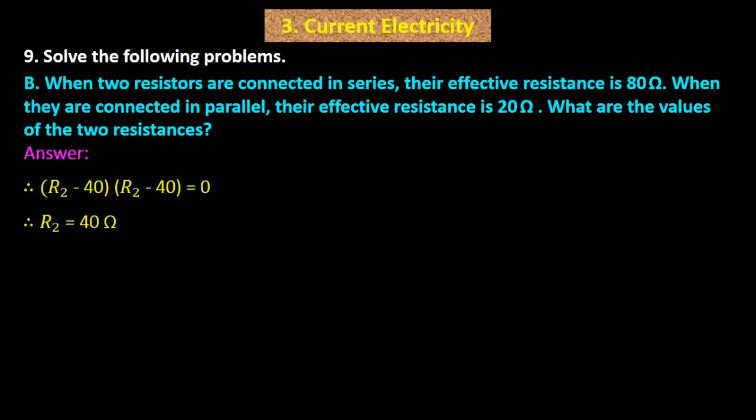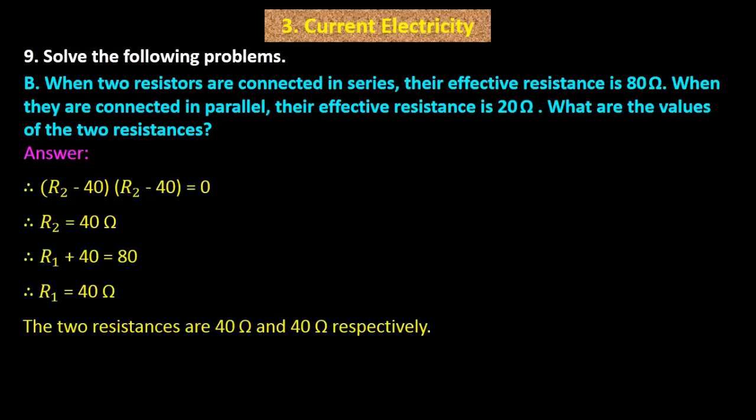Therefore, R2 is equal to 40 ohm. And therefore, R1 plus 40 is equal to 80. And therefore, R1 is equal to 40 ohm. Therefore, the two resistances are 40 ohm and 40 ohm respectively.